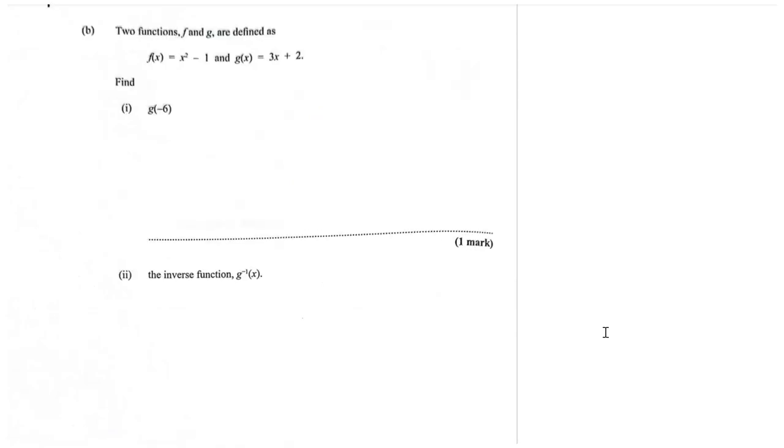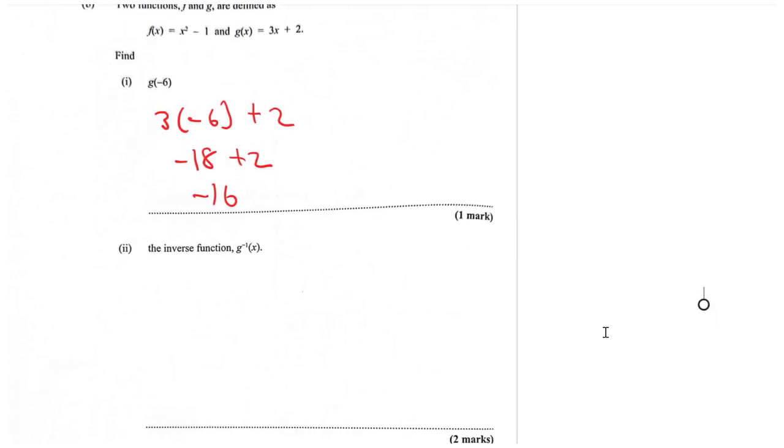Let's look at the next part of the question. Two functions f and g are defined as, so we have f of x is equal to x squared minus 1 and g of x is equal to 3x plus 2. So here it says find g of negative 6. So all we're going to do, we're going to substitute negative 6 for x in g of x. So this is going to be 3 times negative 6 plus 2. Now 3 times negative 6, that is going to give us negative 18, and then plus 2, so that is going to give us negative 16.